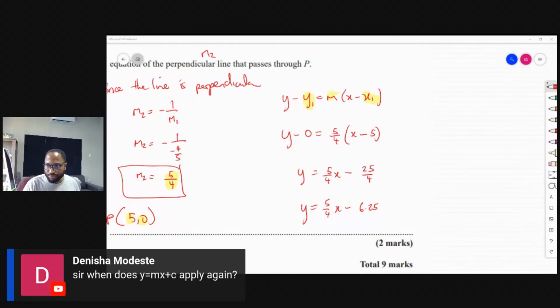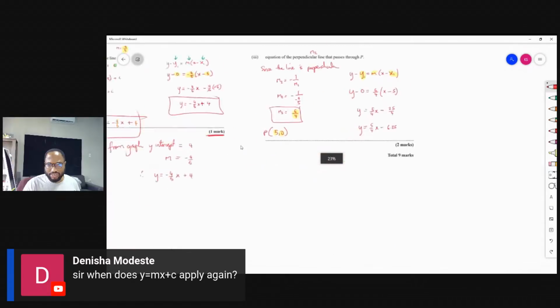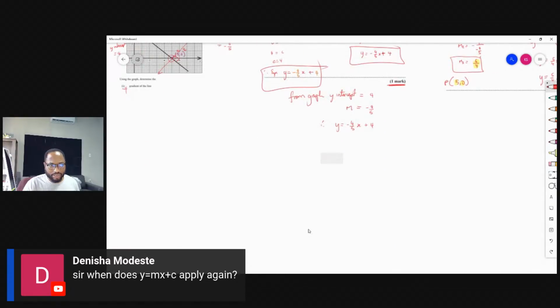Traditional. Oh, I did this in my class recently. Yeah, I do this with the class. That's why this is looking so familiar.